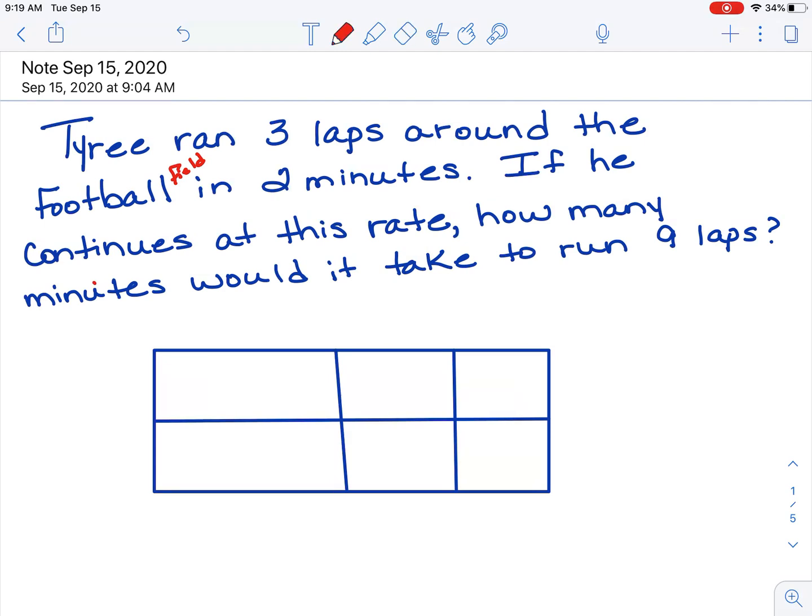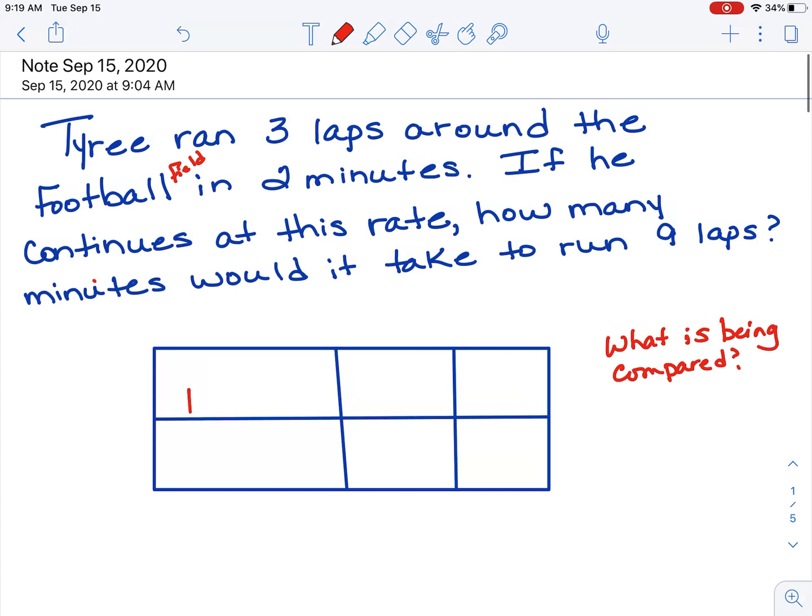Read the whole thing to begin with. Tyree ran 3 laps around the football field in 2 minutes. If he continues at this rate, how many minutes would it take to run 9 laps? Ask yourself what is being compared. The laps Tyree runs and the minutes that he gets it done in.